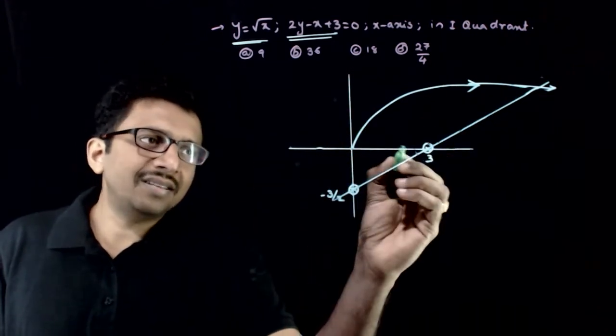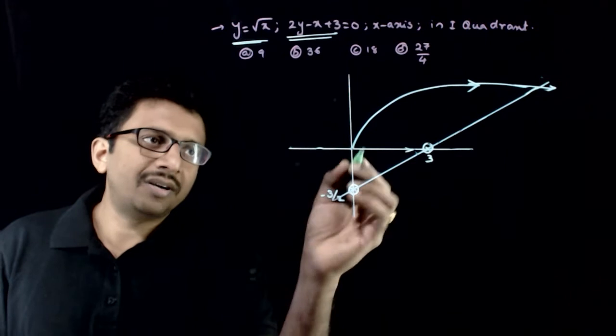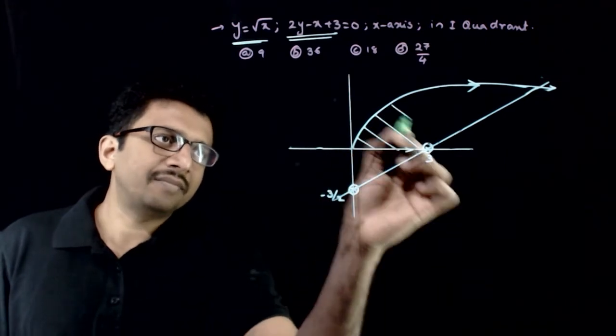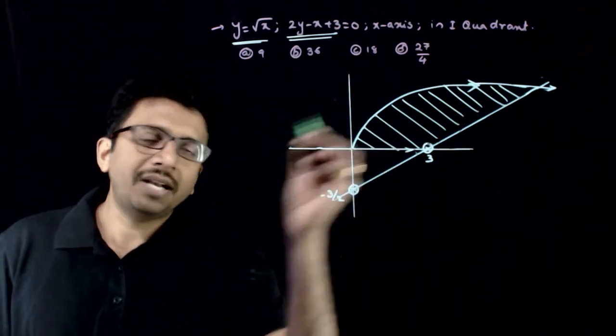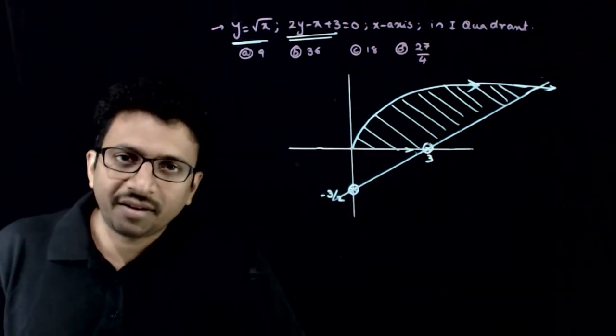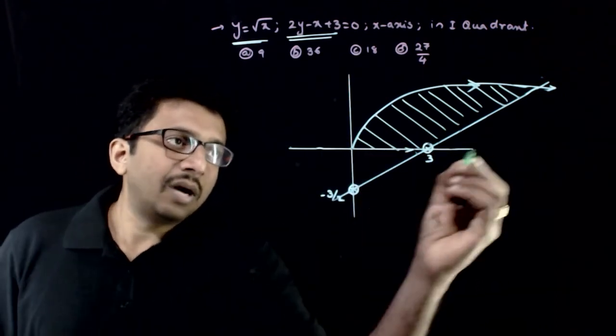And the x-axis is this, and we are in the first quadrant. So effectively you're asked to find this area, the area bounded by these four conditions, right? So how do I find this area? How can I do this?